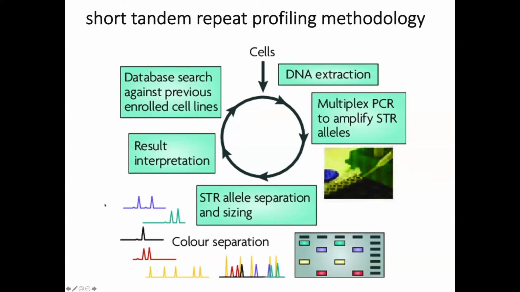Okay, this slide shows how STR profiling is performed in labs. First, you need biological samples that contain DNA, right? So like the cell showing here. In this case, the DNA extracted is the genomic DNA. And then a multiplex PCR is performed to amplify those STR alleles. Multiplex PCR is a modified version of PCR, meaning that in one single PCR reaction, several STR alleles can be amplified at the same time.